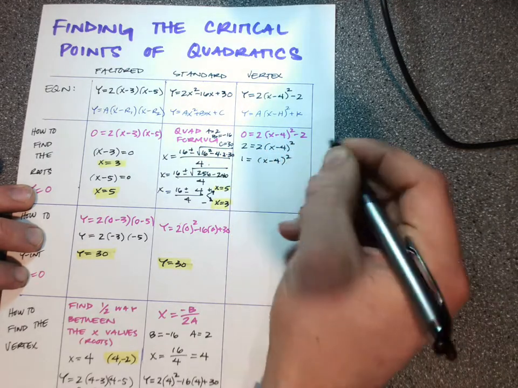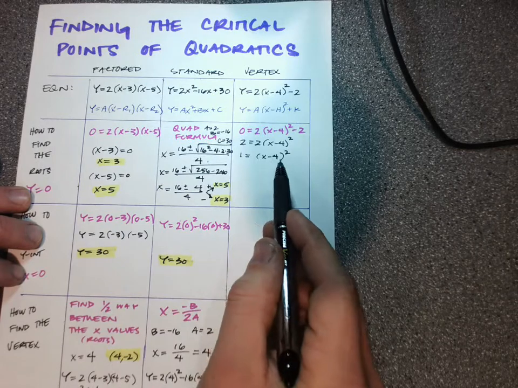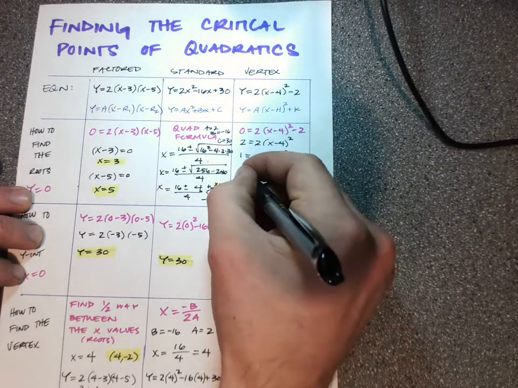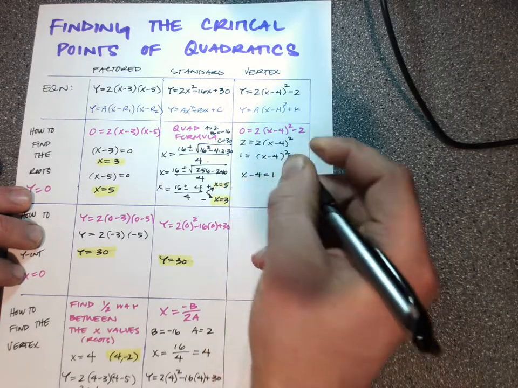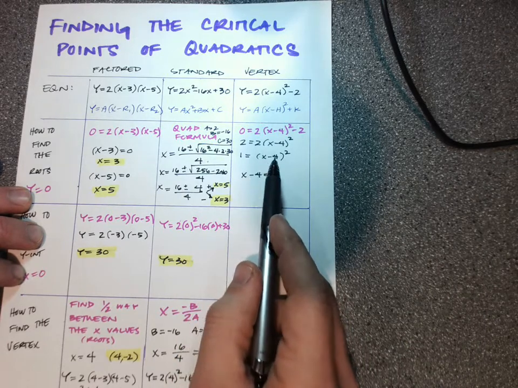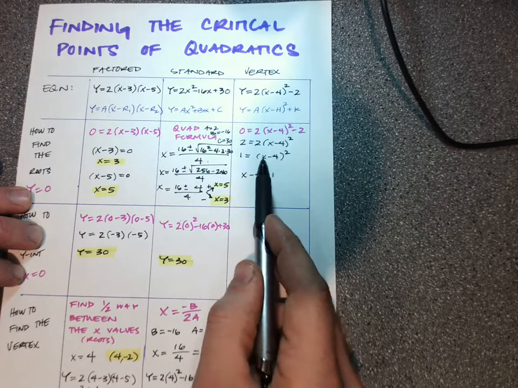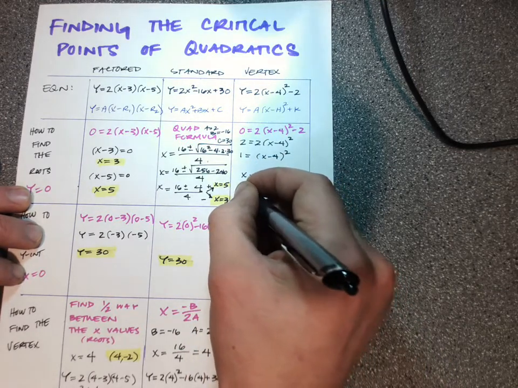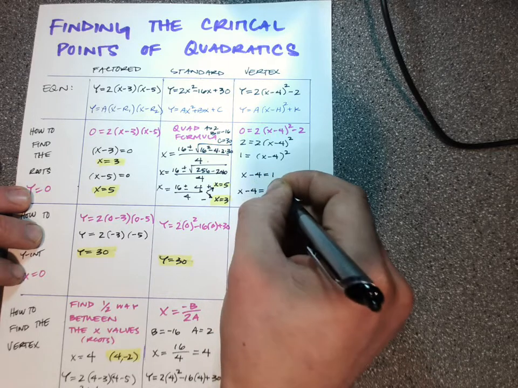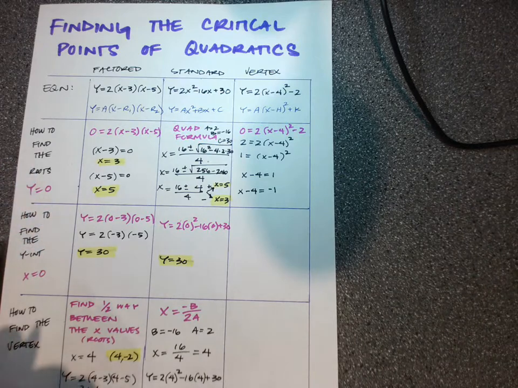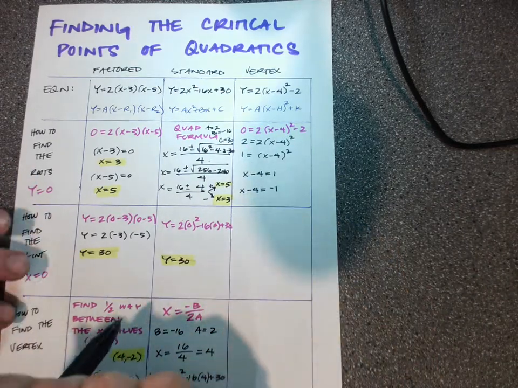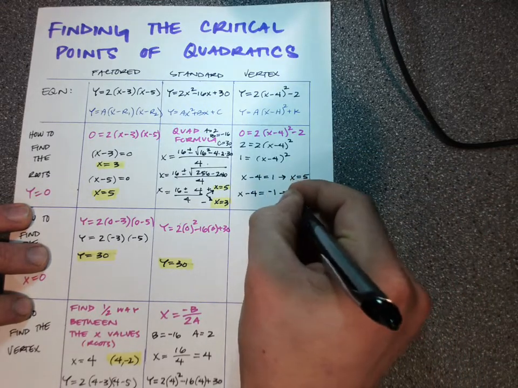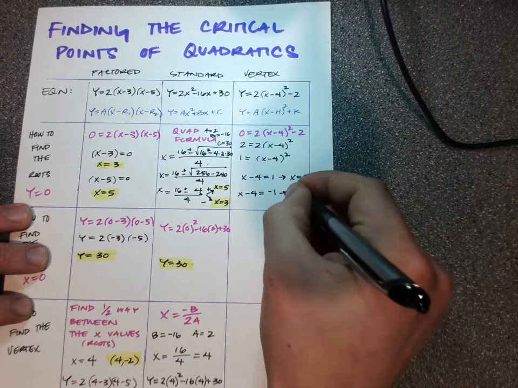X minus 4 squared equals 1. Now the x minus 4 part of this could be equal to 1, and when you square it, you get 1. Or x minus 4 could be equal to negative 1, and when you square it, it would also produce 1. So we need to consider both options. In the first case, we add 4, so x is 5. In the second case, again, add 4, but this time x is 3.